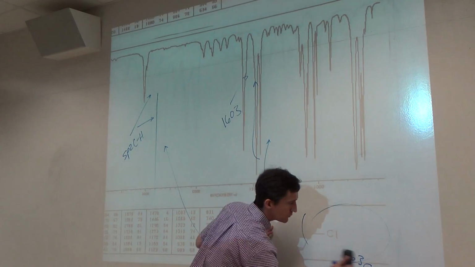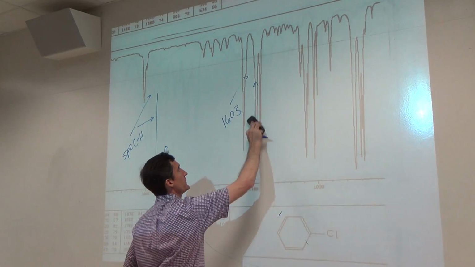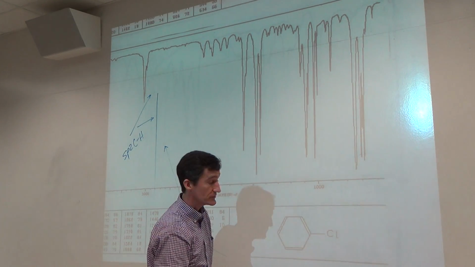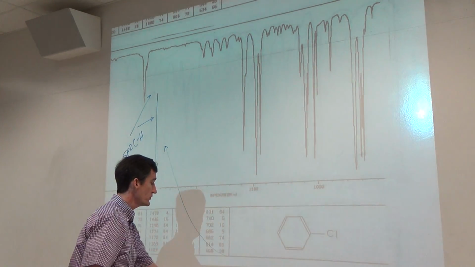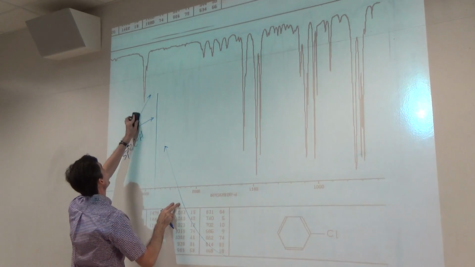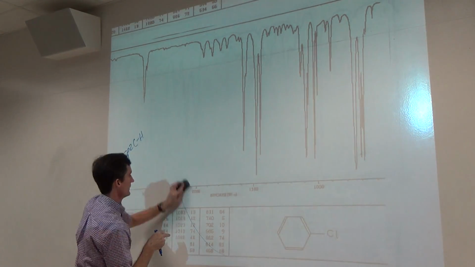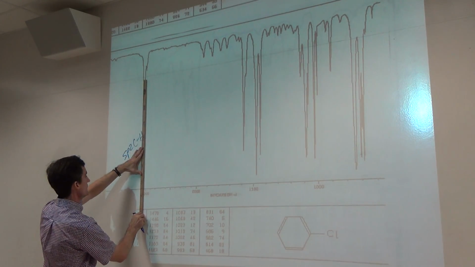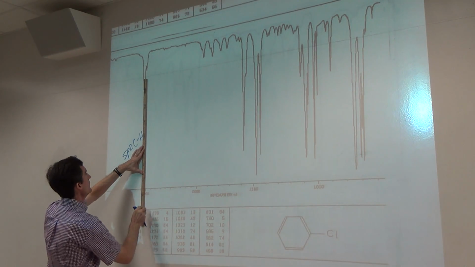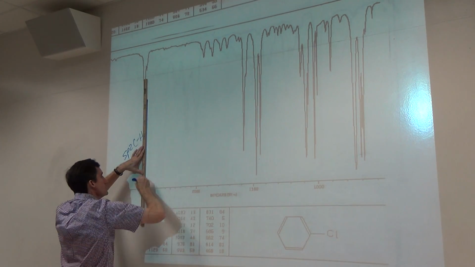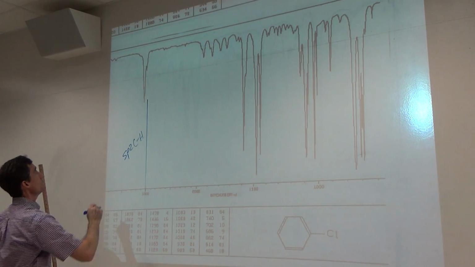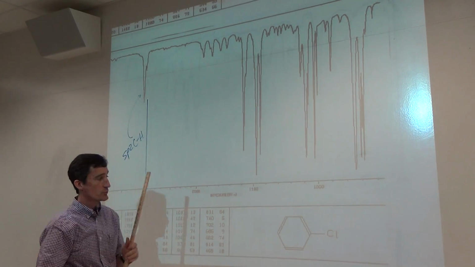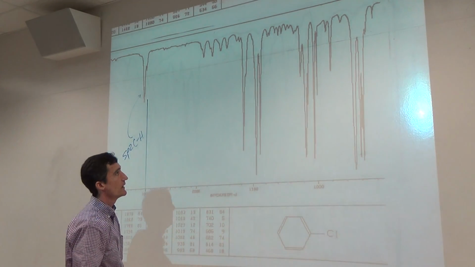The compound below, what's unique or different compared to the other one? No sp3 CH. All H's are on sp2 carbons. So if we come over here, draw our magical line at 3000, we see that everything is to the left, and there's actually no absorbances to the right because there's no sp3 CH.